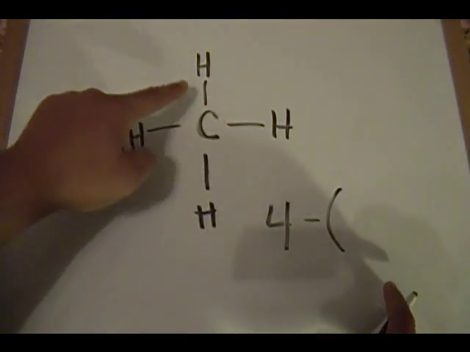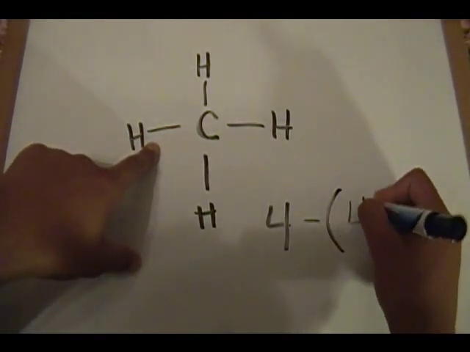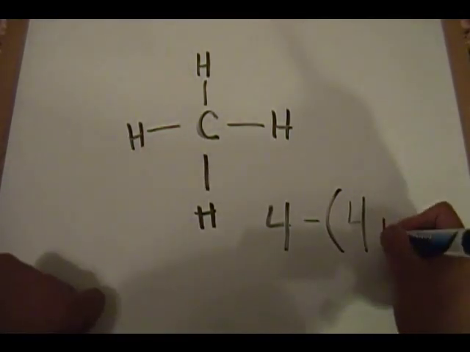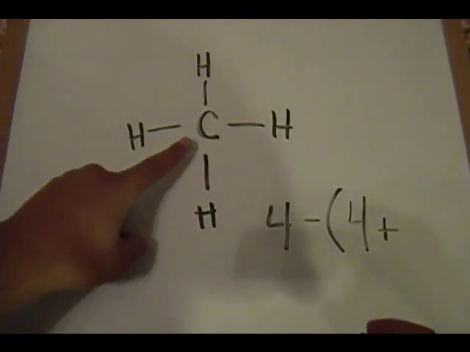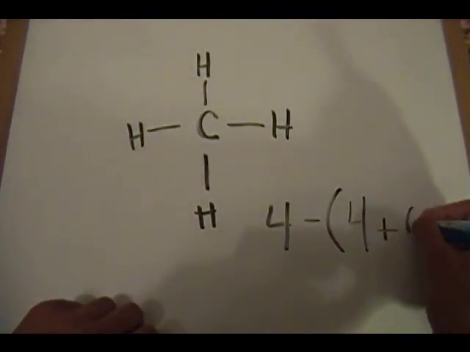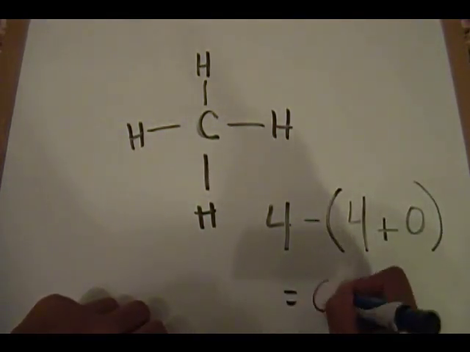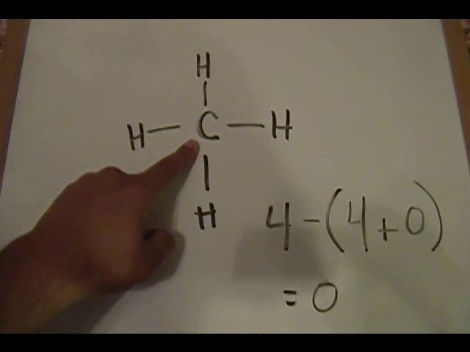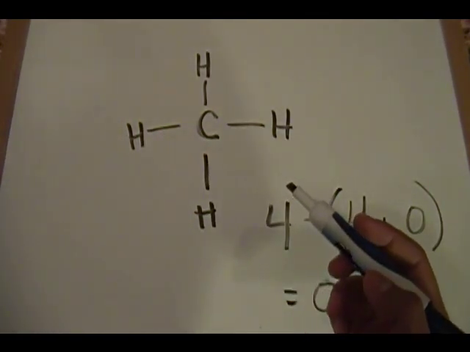1, 2, 3, 4. Okay, so there's 4 bonds, plus how many lone pair electrons are on the carbon atom? There's 0. So put a 0 there. So it's 4 minus 4, which equals 0. So there's a formal charge of 0 on carbon in this methane molecule.